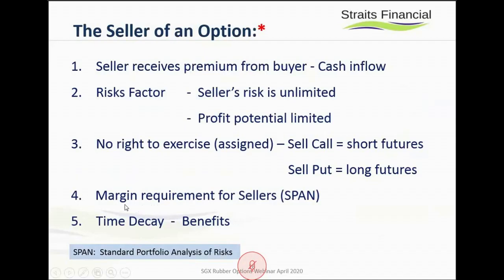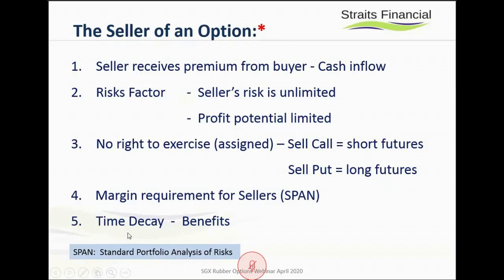All right? And this margin requirement is calculated by what we call the SPAN margining system. SPAN actually stands for Standard Portfolio Analysis of Risk, and it is calculated by the exchange. You don't have to worry about the SPAN margining; the exchange or the brokers will advise you how much the margin requirement is. It's quite close to the futures contract, depending on whether the option is in the money, at the money, or out of the money.